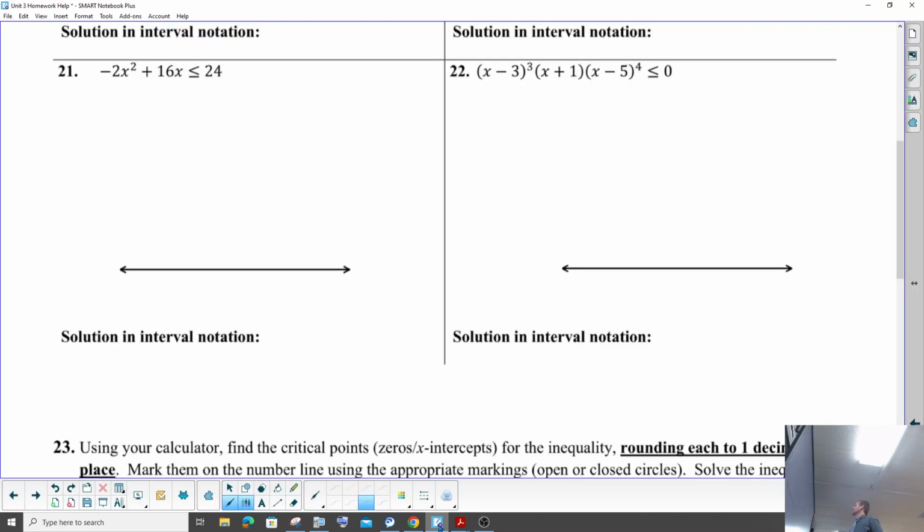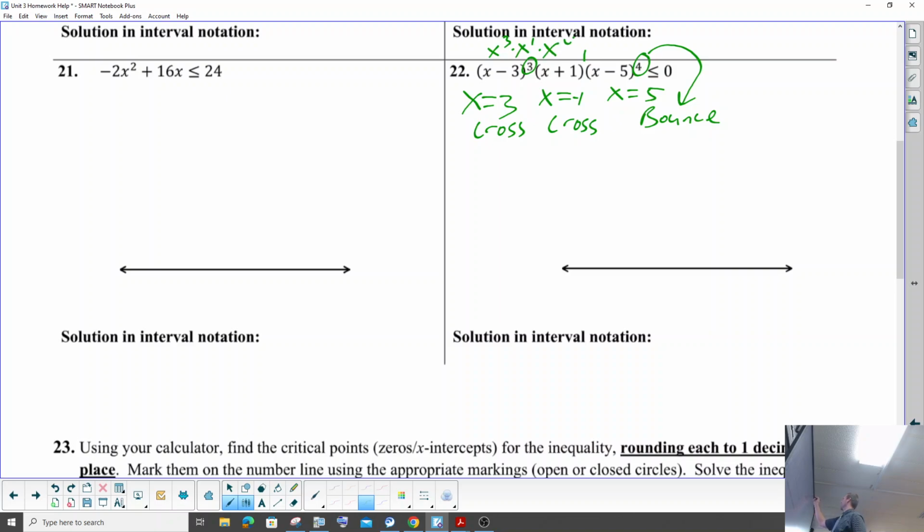Let's finish it off. So number 22, we have x equals 3, which is a cross through. X equals -1, which is a cross through. And x equals 5, which is a bounce, because when it's an even power, we bounce. So that's x to the third times x to the first times x to the fourth power. So that's 3 plus 1 is 4, and 4 is 8. So we have a positive x to the 8th power, which the end behavior is going to be up.